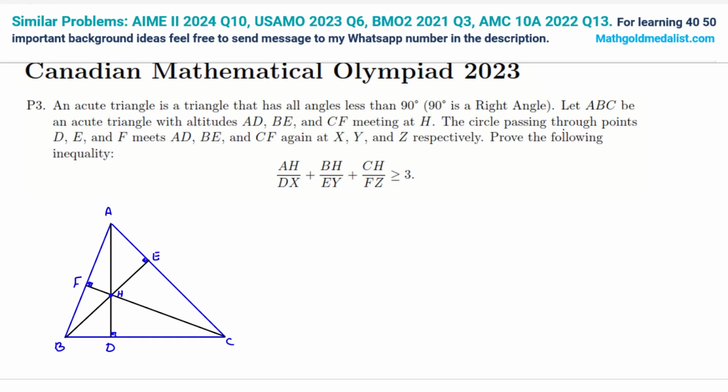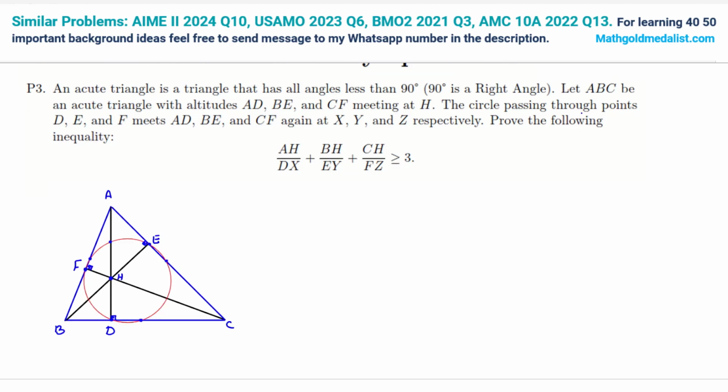The circle passing through points D, E, F. It says passing through points D, E, F meets AD, BE, CF at X, Y, Z respectively. So ADX, this point, BEY, and CFZ. Prove the following inequality: AH over DX plus BH over EY plus CH over FZ is greater than or equal to 3.